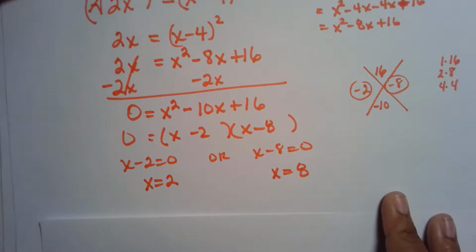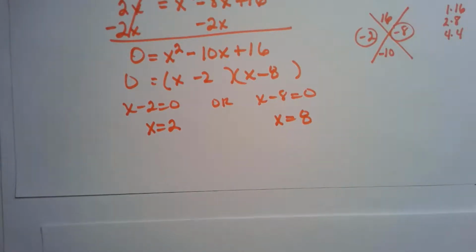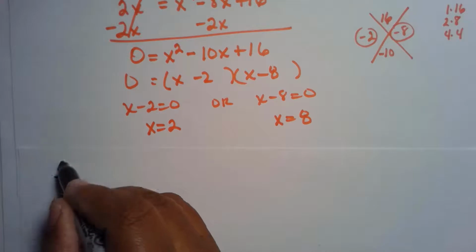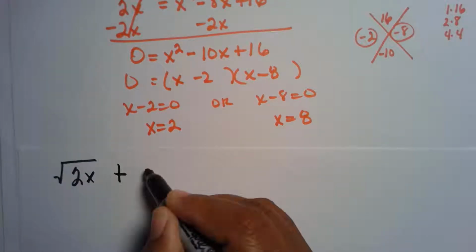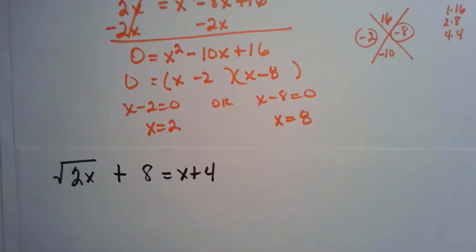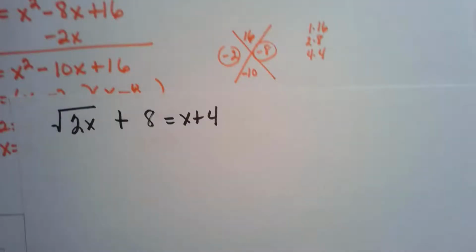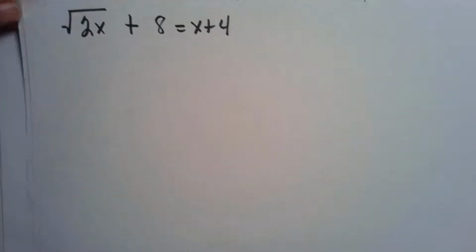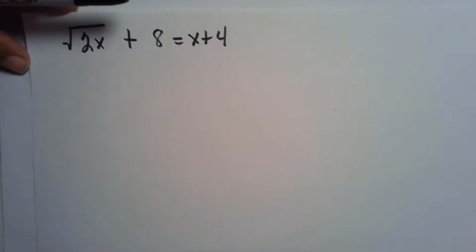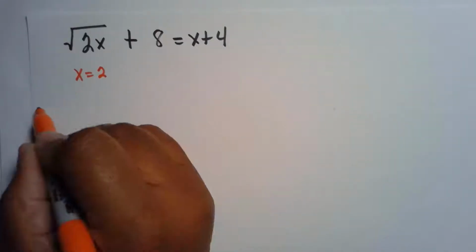We're going to go back to the original equation, and I'm going to write that out again. We're going to substitute 2 in for x, solve it to see if it's correct, and then we're going to do the same thing for 8. So let's go ahead and do that right now. When x is equal to 2, let's check.